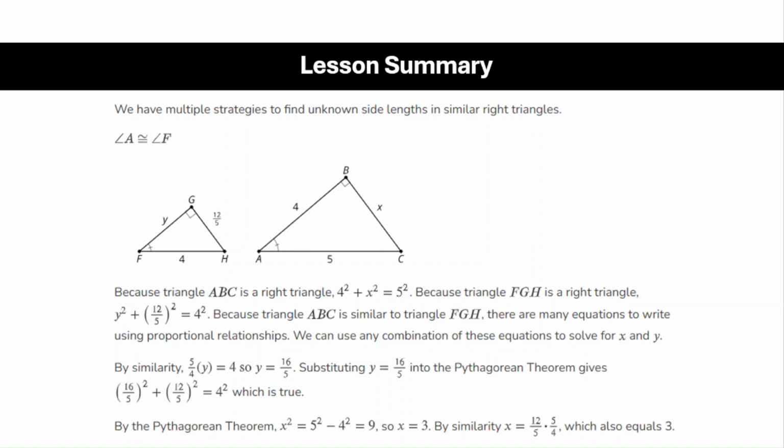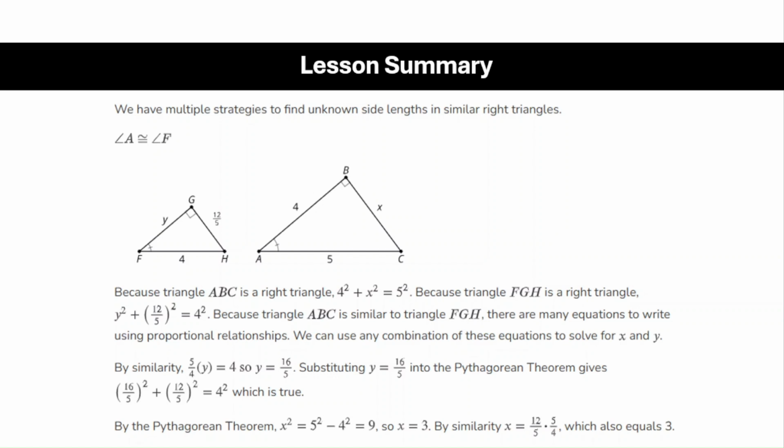Now we need to find x. By the Pythagorean theorem, if we just rewrite it, x squared equals 5 squared minus 4 squared, and we know that's going to equal 9, and therefore taking the square root gives us x equals 3. By similarity, we know that x equals 12 over 5 times 5 over 4, which also equals 3.